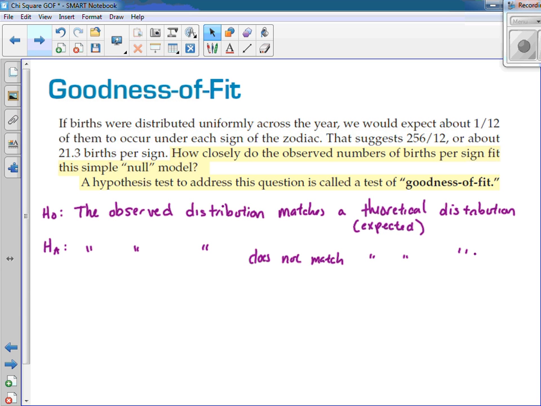There's another example. If we are looking at a die, and we want to see if it's a fair die, and you have rolled it 120 times, then you would assume that each face is equally likely. So it's a theorized distribution, and you're going to have the observed number of times each face shows up in a table. So you're taking some observed values and matching them to what you think should happen. And we'll do that today. So here are your null and alternative: either it matches, and then the alternative is that it does not match.